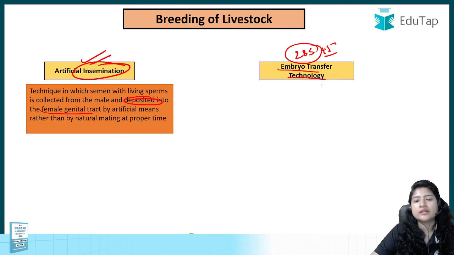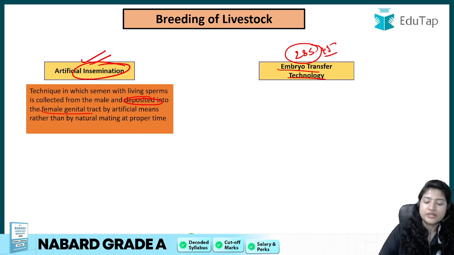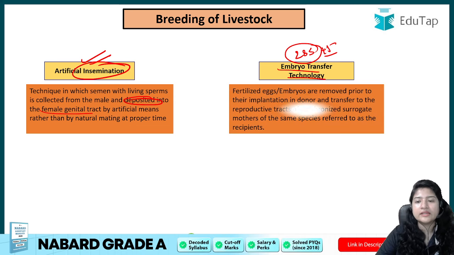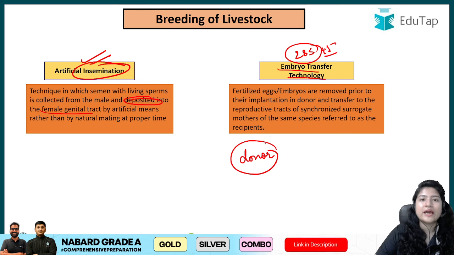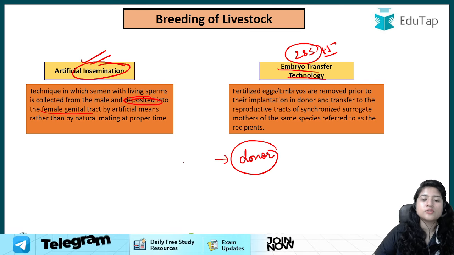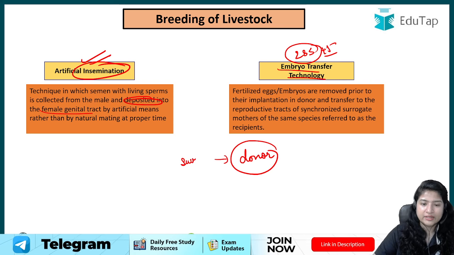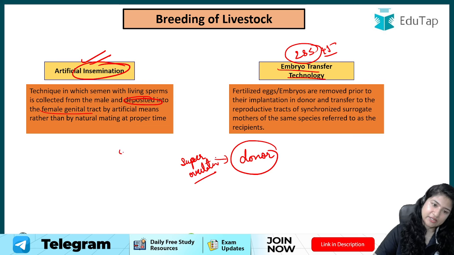So here is where the role of embryo transfer technology comes into play. What happens in this is that the donor cow is taken, and this donor cow is the one which is quite fit and has quality genes. First of all, super ovulation is conducted, okay? What is super ovulation? When it is time for them to lay eggs, hormones are injected so that instead of just laying one egg, they lay multiple eggs, okay?